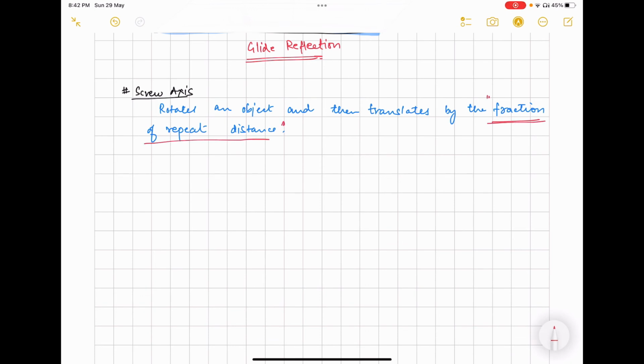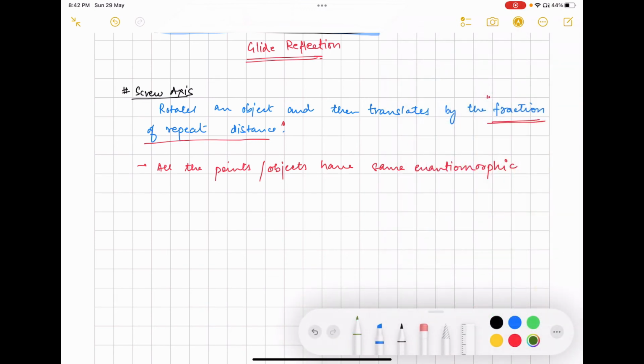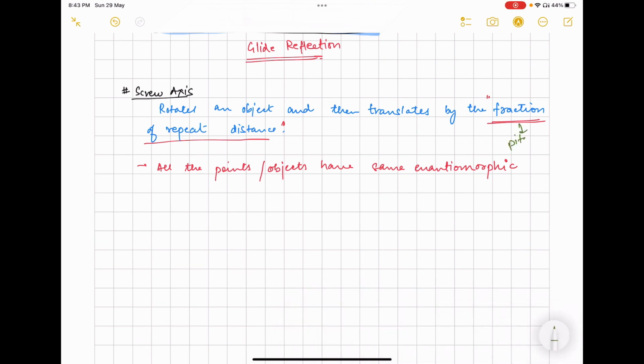Now it is to be noted that all the points or the objects have the same enantiomorphic form. That is, this operation does not convert a right-handed object into a left-handed one or vice versa. And the fraction with which the object is translated, this is called the pitch of the screw.